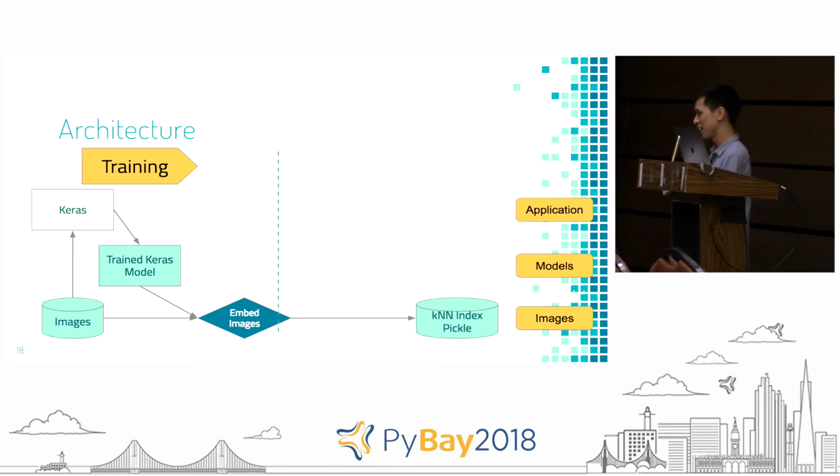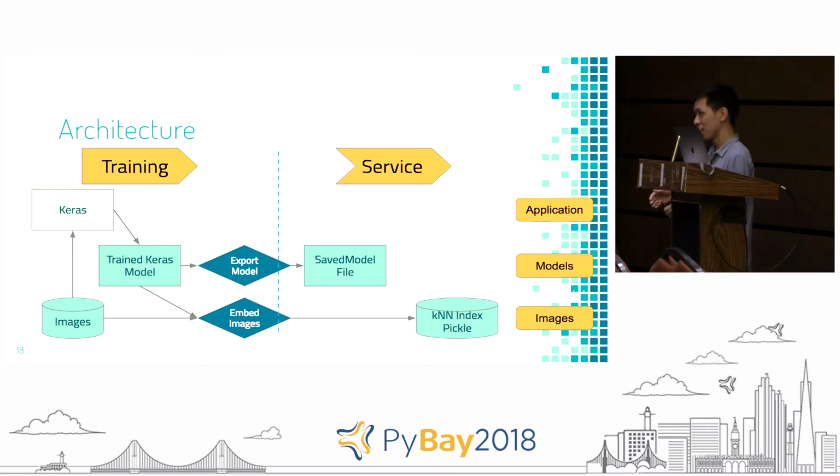And then we're going to make that KNN search structure and pickle it to disk. We're also going to export that trained Keras model as a saved model file, which is going to allow us to load it up into TensorFlow serving. And once you have that, we can start making the microservice. And we're just going to start up a TensorFlow serving host and tell it to load up that saved model file. We're going to start up a Flask application and load up the ball tree pickle when it starts up.